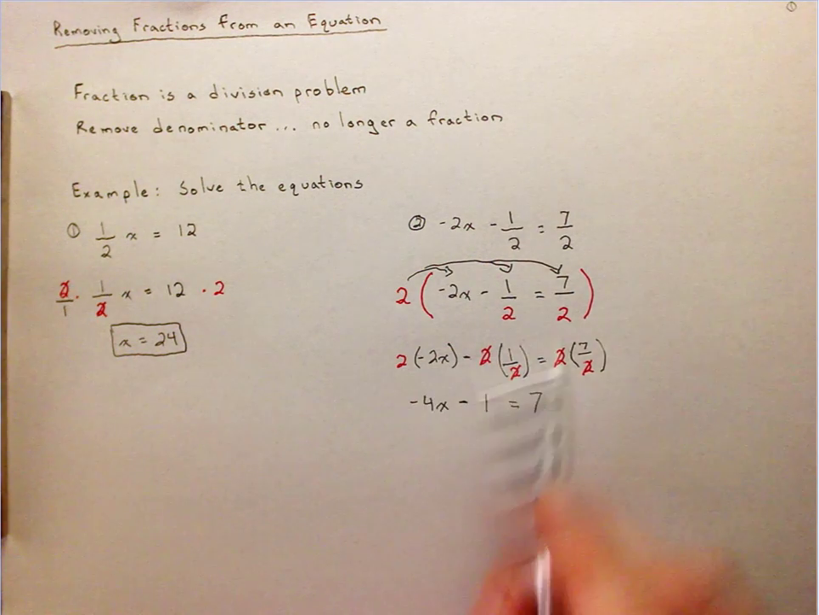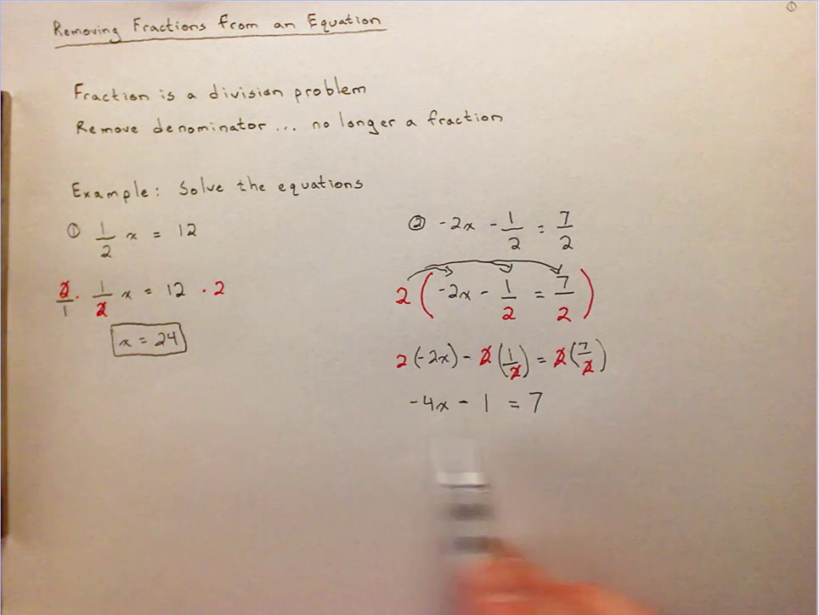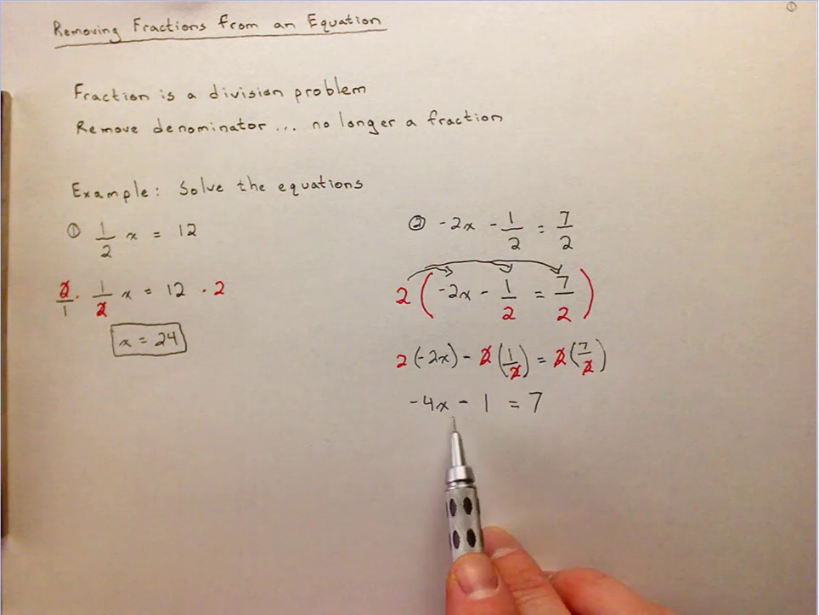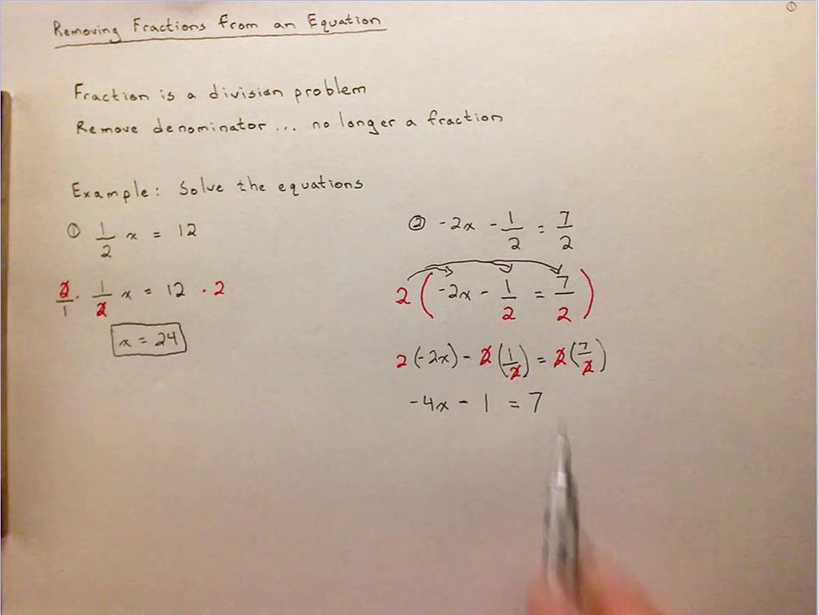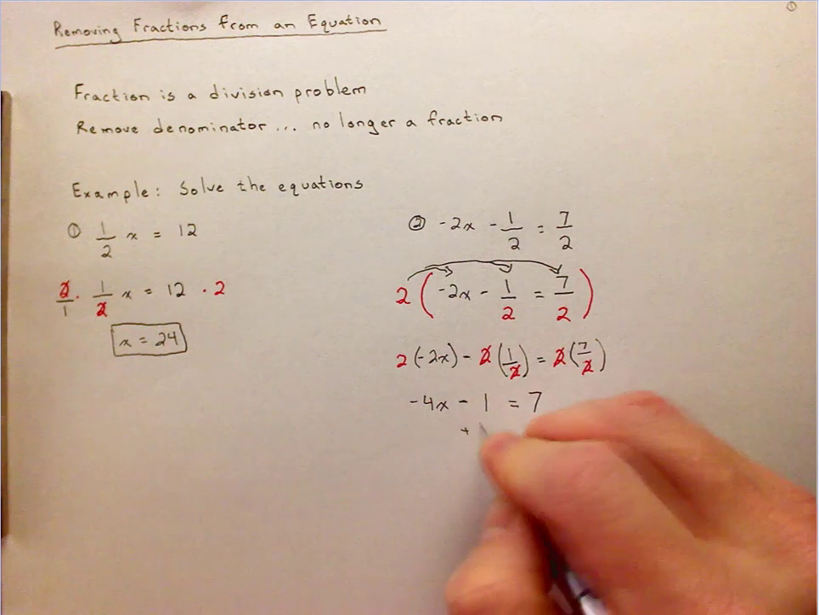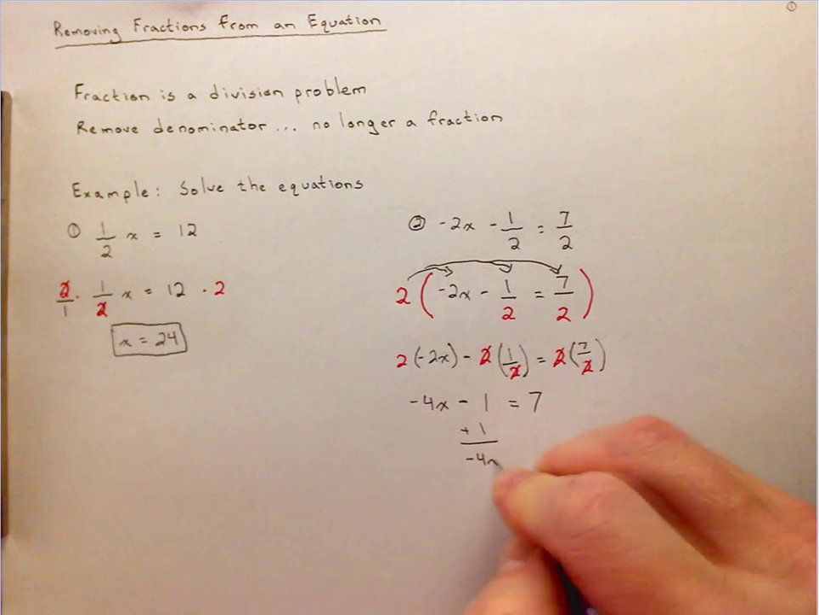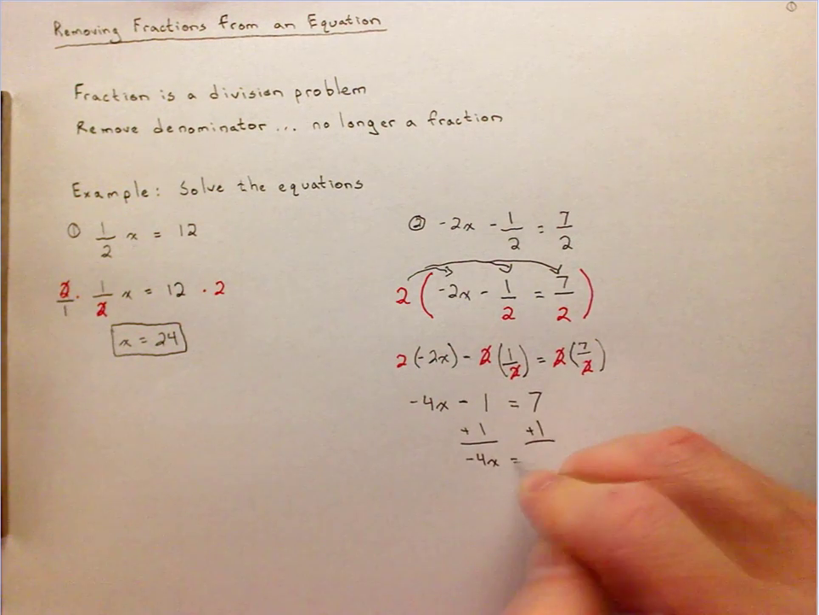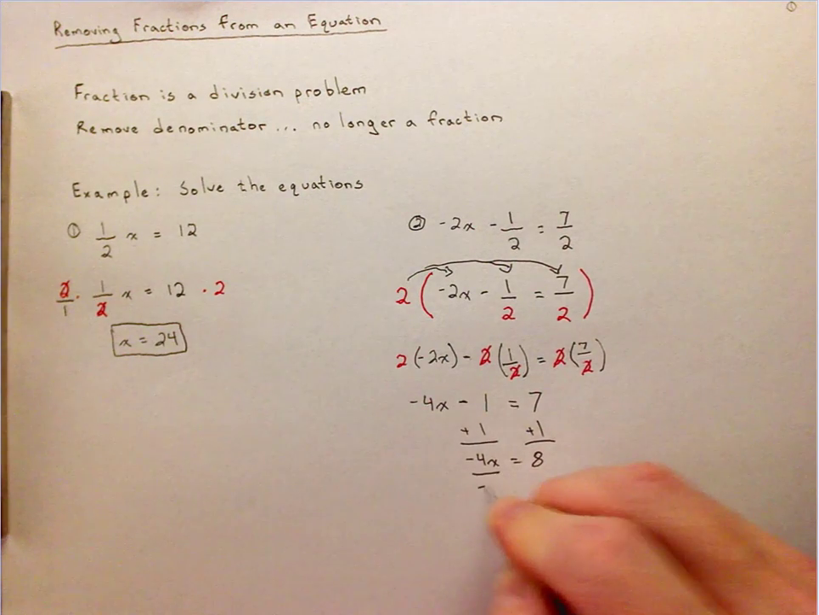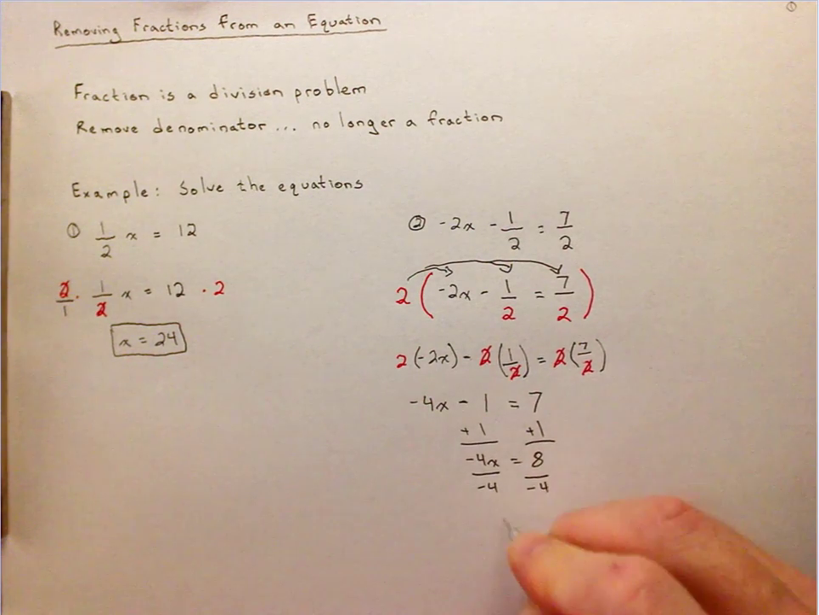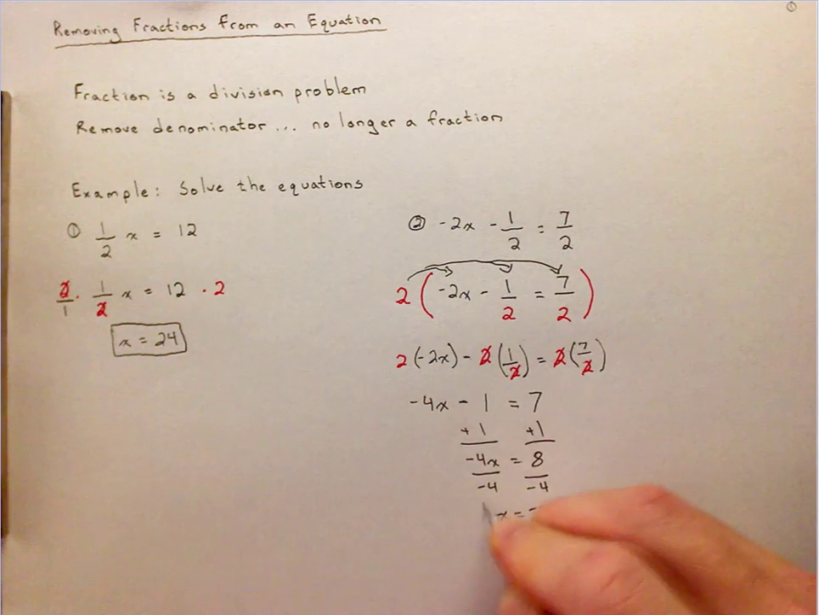You've just eliminated your fractions, and now you are down to a standard two-step equation. Add 1 to both sides, divide both sides by a negative 4. X equals a negative 2.